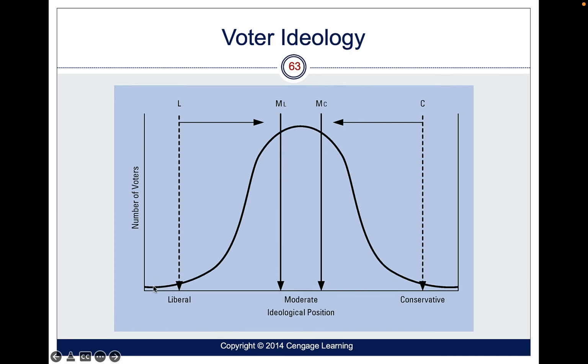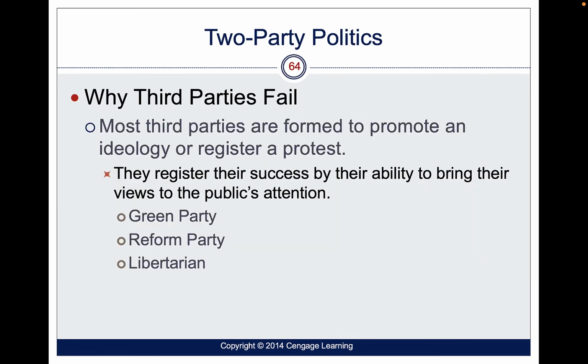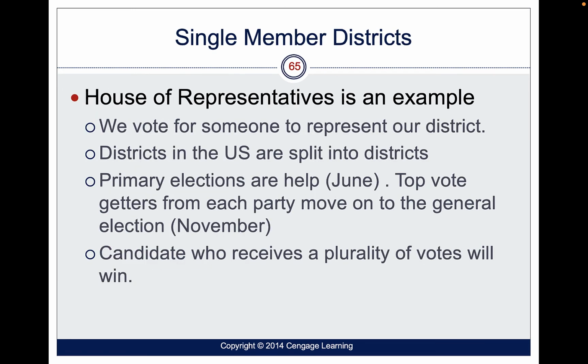So we still have to make our base happy and in turn also attract the middle voter in order to get to that 51%. I know it's a little bit convoluted, but I think if you guys think it out, it'll make a lot more sense, right? So you have to move yourself along the ideological spectrum in order to attract that 26% of people in the middle. So we talked about why third parties fail.